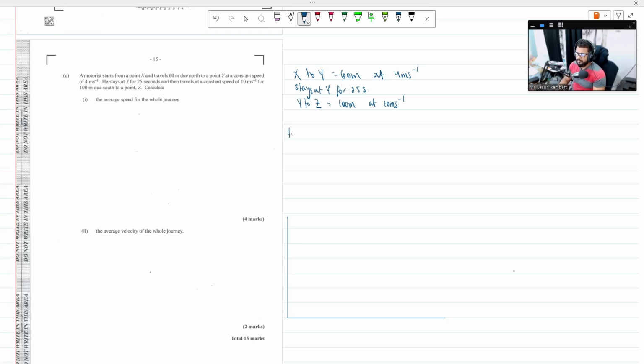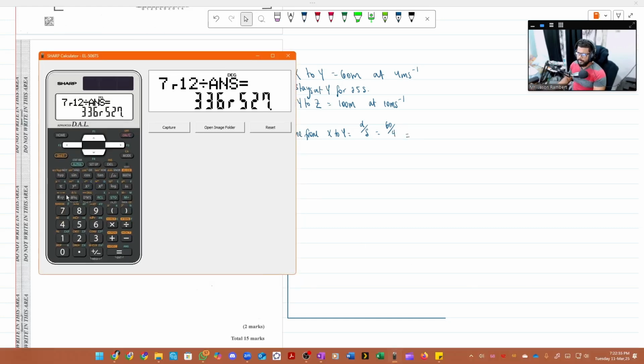So time from X to Y is going to be distance over speed. Distance is speed by time, so time is distance over speed, yes. So the distance is 60 and the speed is 4. 60 divided by 4 is what? Let me jump on the calculator. That is going to be 15 seconds.